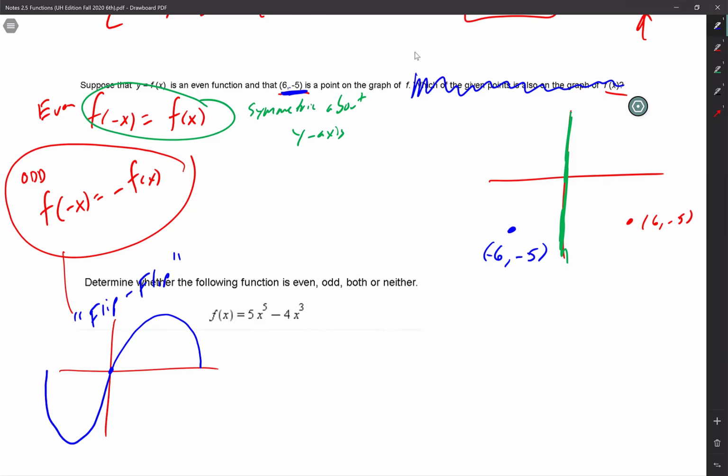So now, here's my answer. I have negative 4 over x plus 3, x plus h plus 3. And we'll look for that answer, guys.